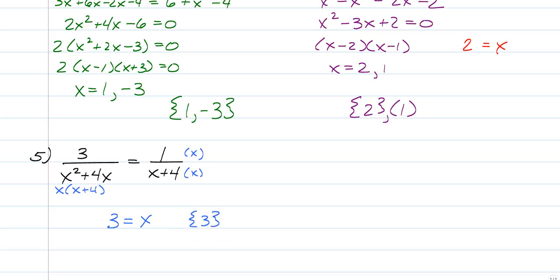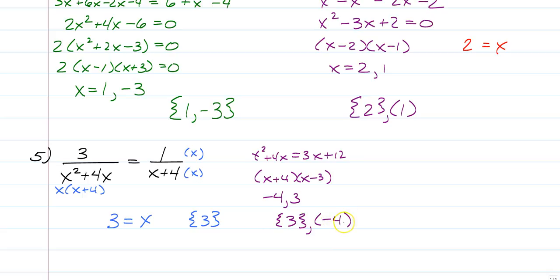Now, like I said, if we would have cross-multiplied, you would have also come up with a negative 4. If you would have cross-multiplied, we would have had x squared plus 4x is equal to 3x plus 12. And after we would have factored and got x plus 4 and x minus 3, we would have a negative 4 and a positive 3. So we would have written our solution still 3, but we'd have an extraneous solution of a negative 4.